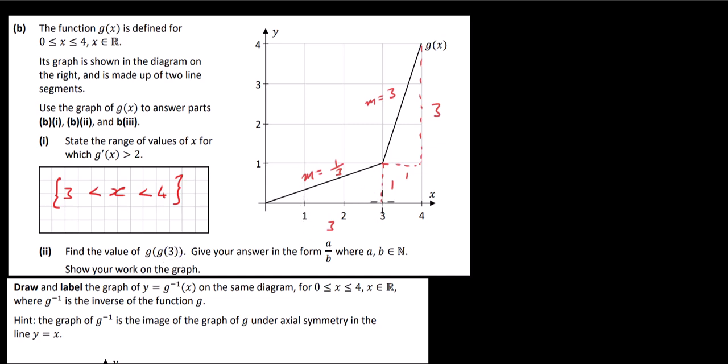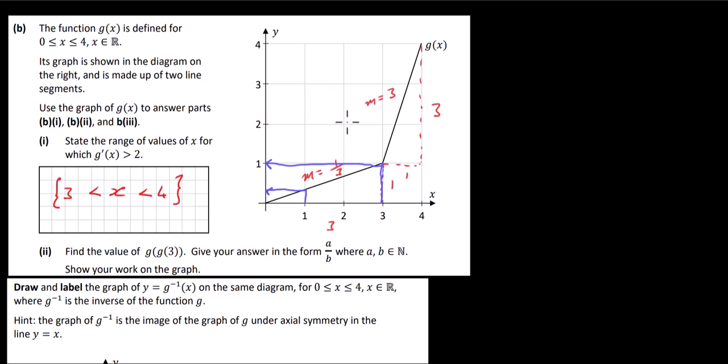So if you put 3 into the function, you'd need to come up along here like this, and then along here like this, and your answer would be 1. When they say show the work on the graph, that's what they're looking for. Obviously use a ruler here, I've got to do it freehand. So when we do g of 3, we get 1. Now we've got to put 1 into g. So if you put 1 into g, you're going to get this here.